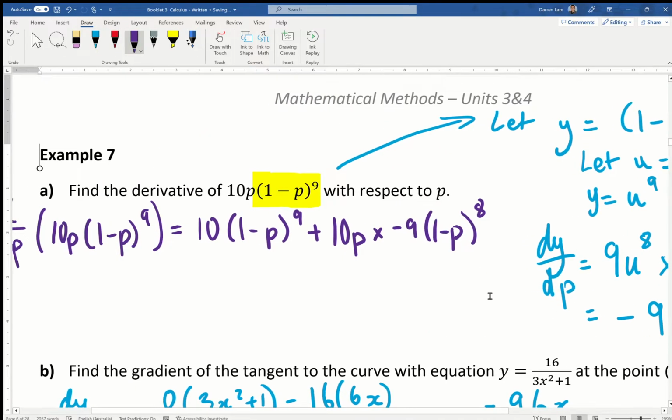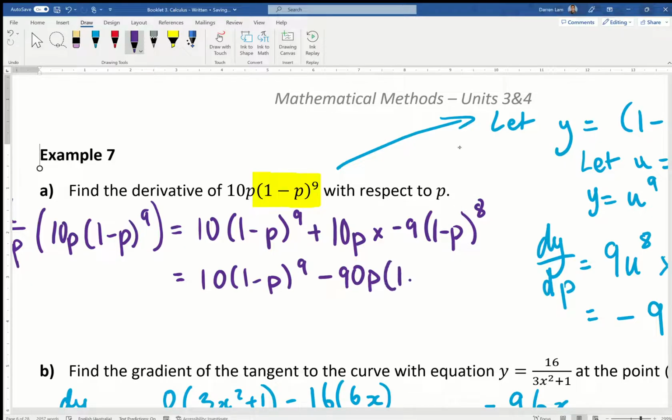Because this is now a reasonable simplification, I should be expected to just go 10(1 minus p) to the power of 9 minus 90p(1 minus p) to the power of 8. That is a reasonable simplification, and so you should be expected to do something like that.